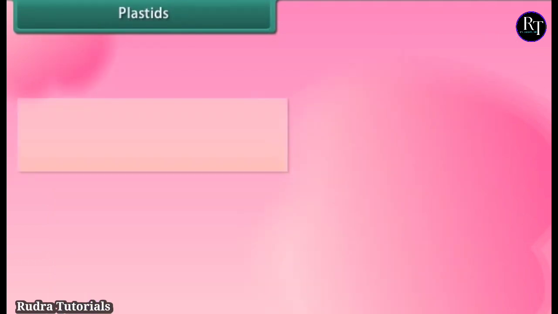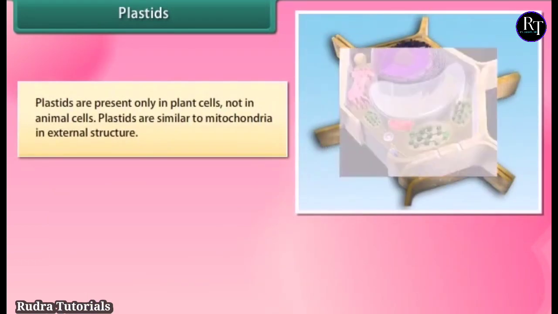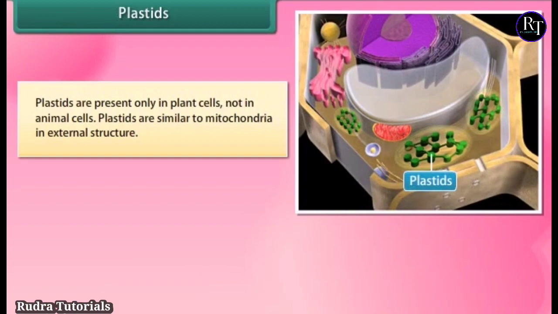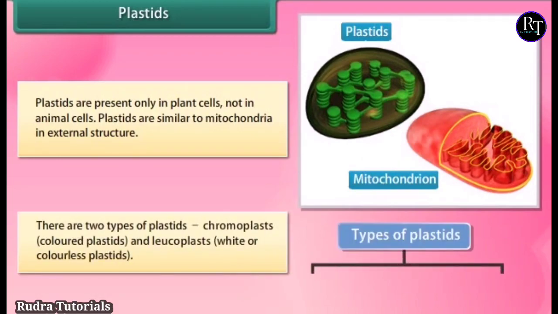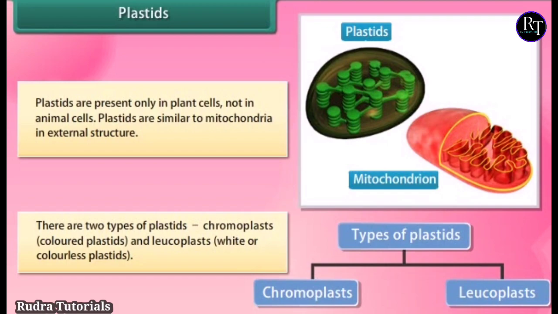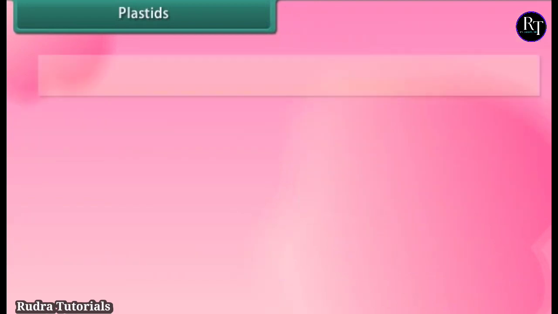Plastids. Plastids are present only in plant cells, not in animal cells. Plastids are similar to mitochondria in external structure. There are two types of plastids: chromoplasts, colored plastids, and leucoplasts, white or colorless plastids.